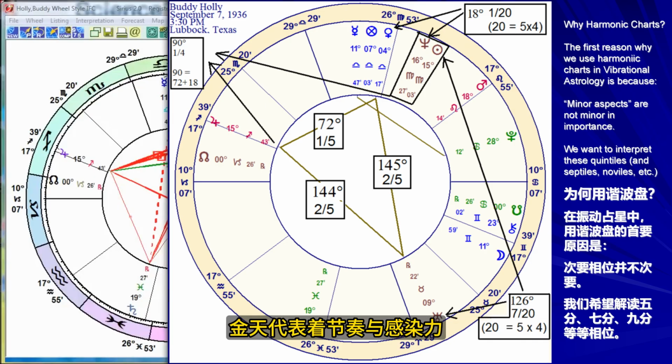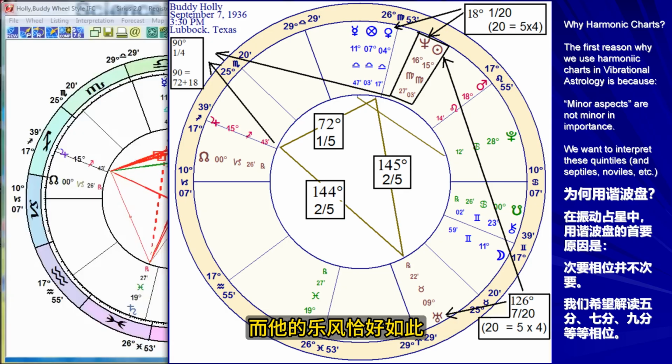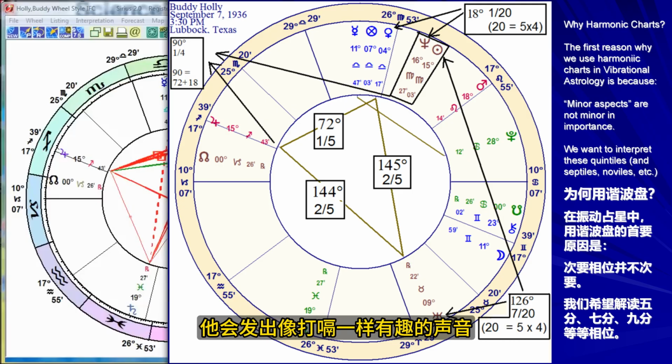So Venus and Uranus are rhythm and excitability, and Venus, Jupiter is happy and expressive, and Jupiter, Uranus is enthusiastic. So you want some kind of spontaneous, joyous, optimistic playfulness, and his music is very much like that. It's very light. It's fun. He changes the tone quality of his voice in strange ways. He has these little hiccup sounds that are funny. It's light, happy, celebration type music, and I believe it's this pattern that does it.